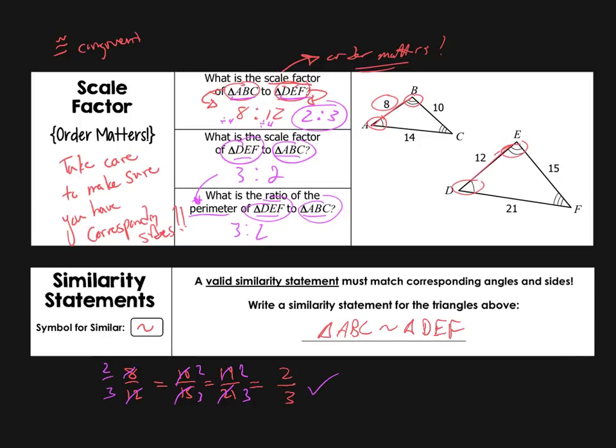So because all of the sides are the same proportion, then I can say that the polygons themselves are similar. And again, all of the angles, we know, match up identically. So the angles are identical, but the sizes of the shapes are different.